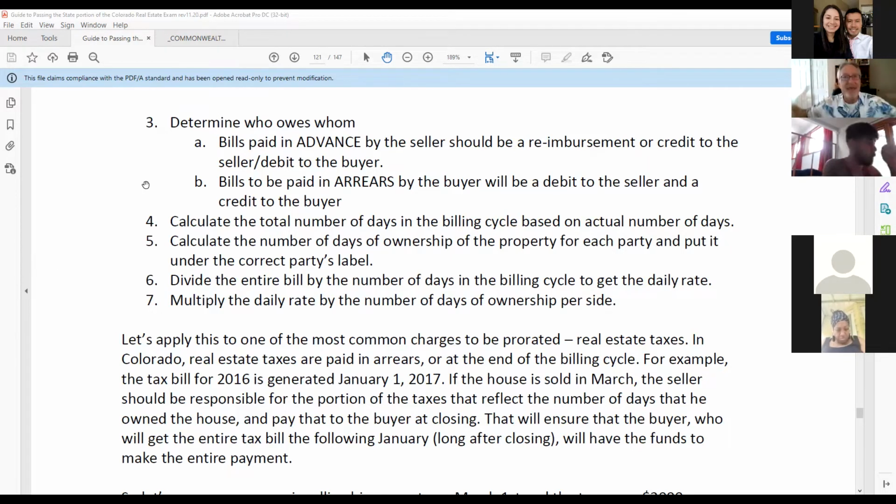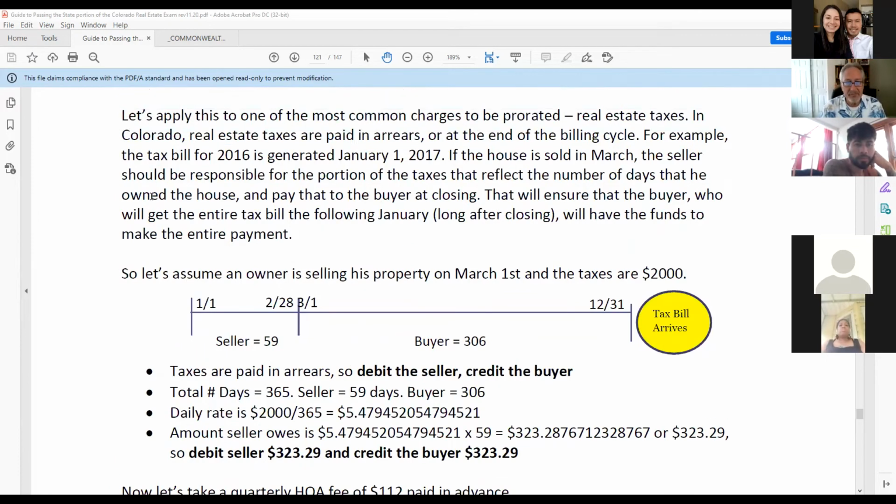Again, we're going to do these together. I've got some examples coming up, and these are going to be on our website too. Once we get the daily rate, then we just multiply that by the number of days owned on that particular side. Right, I'm going to show you an example in here. This is a tax question. Okay, so in this tax question, it says here, owner selling their property on March 1st, taxes are $2,000. Okay, so question is, who owes who?